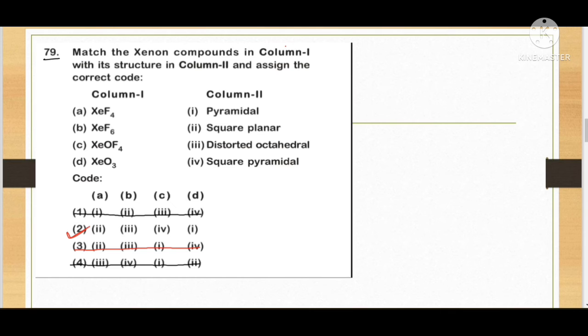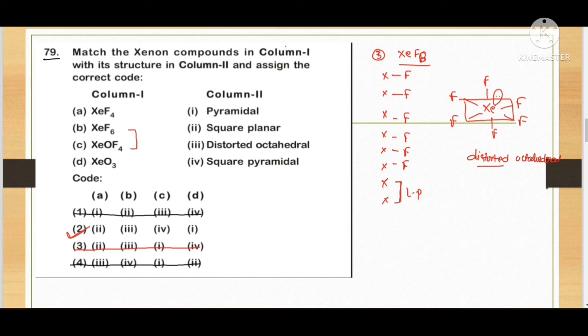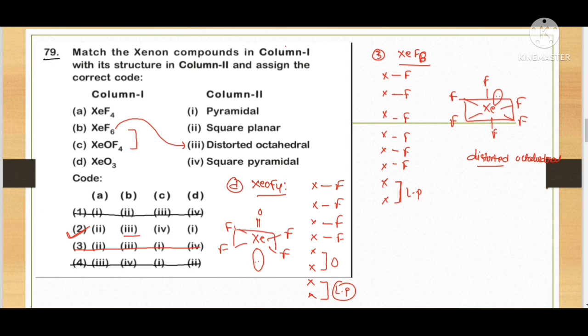Now let us verify the remaining B, C structures also. Why do we say distorted? Due to the lone pair of electrons, this octahedral structure is distorted, that means disturbance takes place. So XeF6 matches with 3. Here B matches with 3. Now let us try to understand the structure of XeOF4. This structure is called square pyramidal. So C matches with 4. Here C equal to 4. So option 2 is our correct answer.